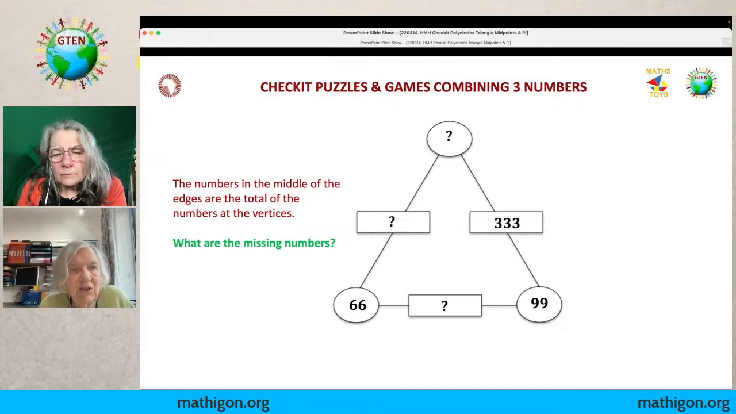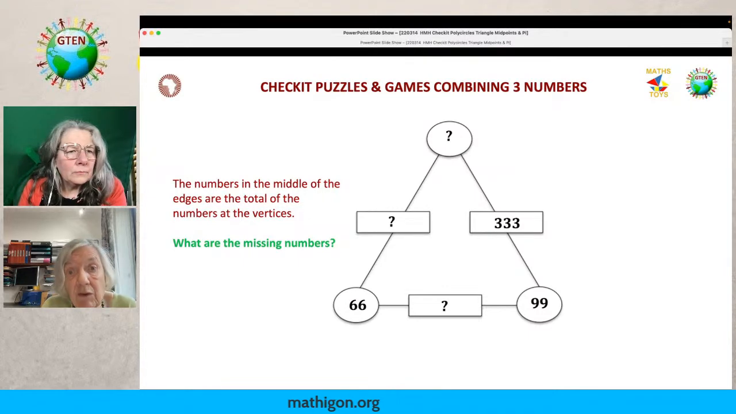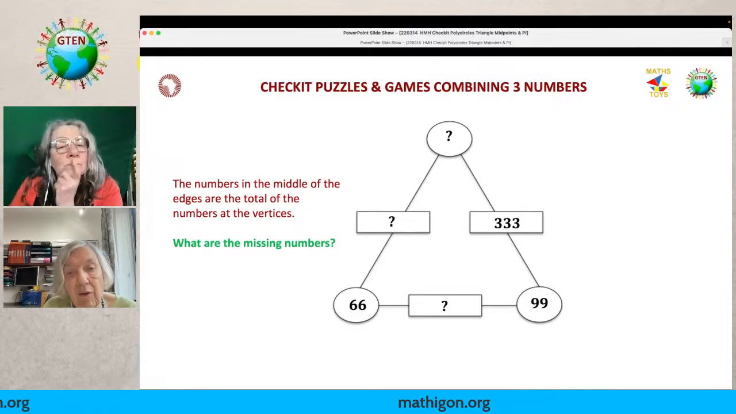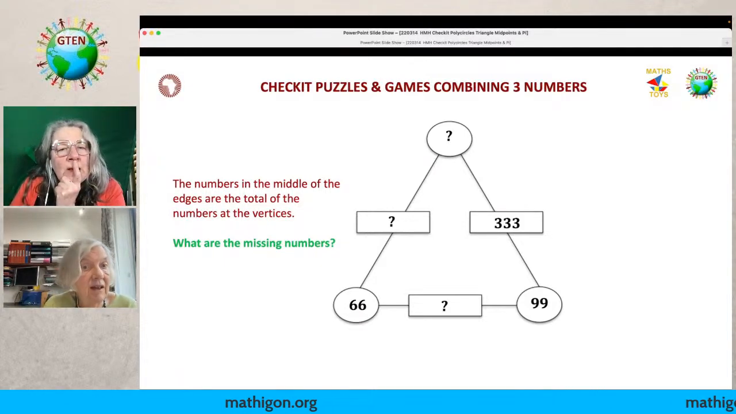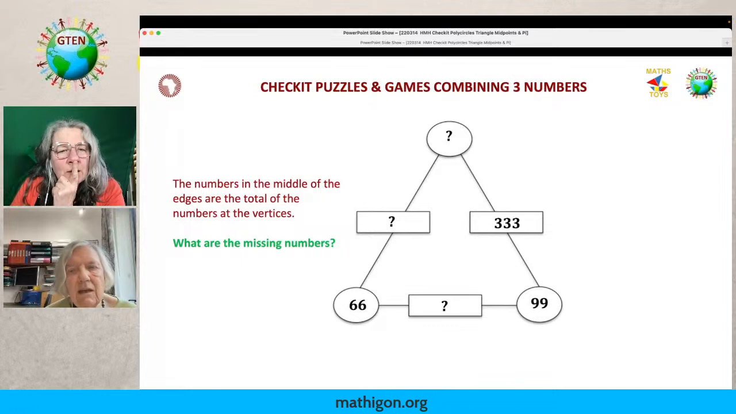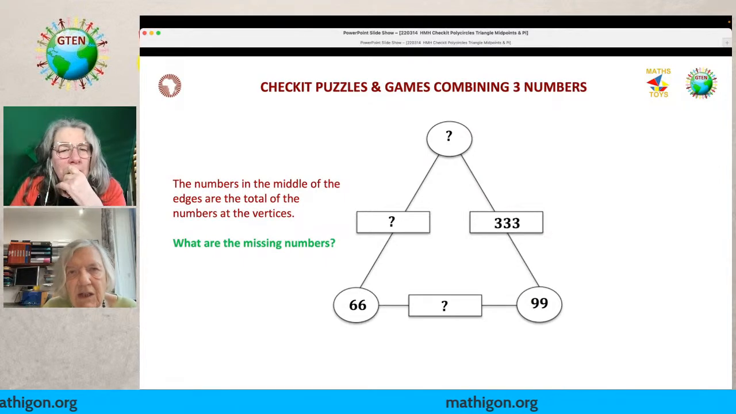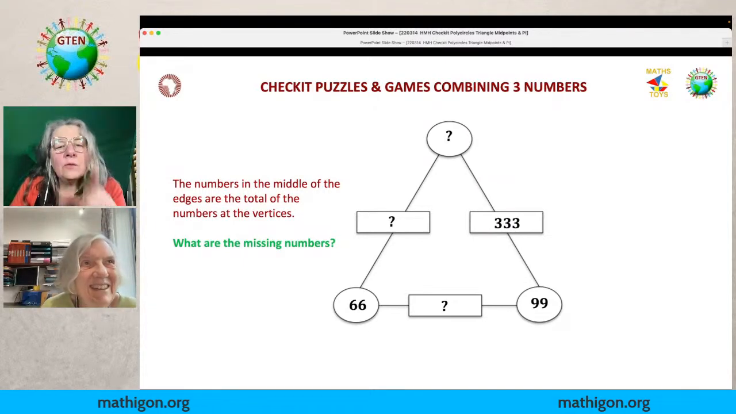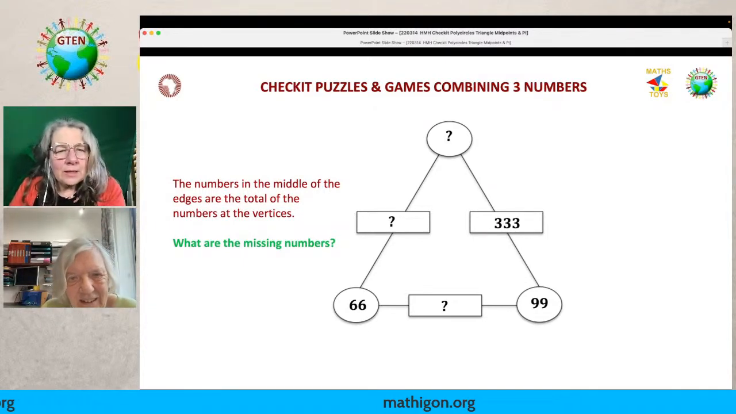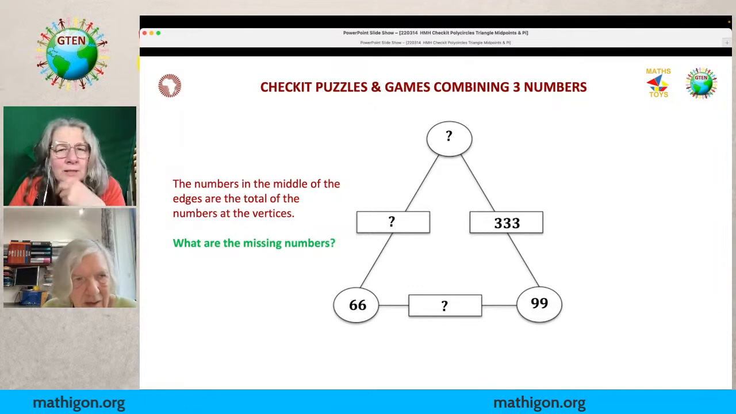Now, here's a variation. Can you see the difference here? Numbers in the middle of the edges are the total of the numbers at the vertices again. And as before, we can find the number on the bottom very easily. Oh, but we've got a vertex missing. Okay, so we're adding again, I'm assuming. So it's 99 plus what number? It's 333. Okay, right. Well, let's get the one on the bottom. So that's 99 plus 66, 166 minus 1. So that's that, but it doesn't give us any other clues.